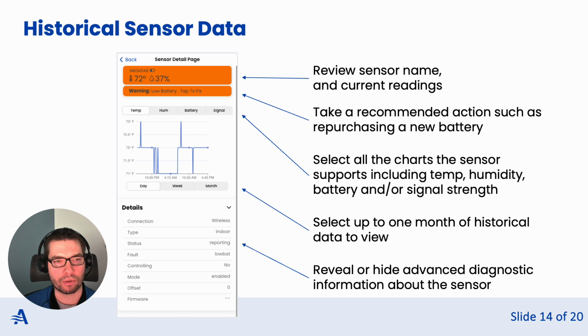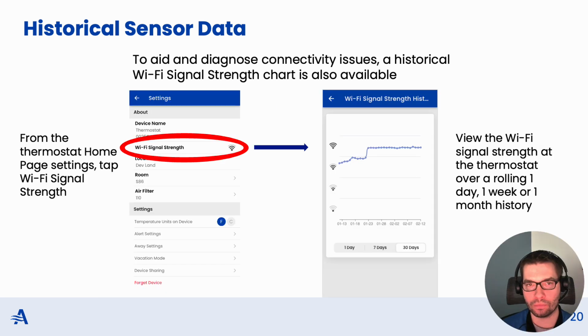We have temperature, humidity, battery, and signal strength of the sensor as a graph, so you'll be able to get daily, weekly, and monthly information for each of those categories. There are also details about the sensor, which provide valuable information about the status, the firmware, and what kind of mode and type it is. So this is all very detailed information that will be great for the customer about their sensors.